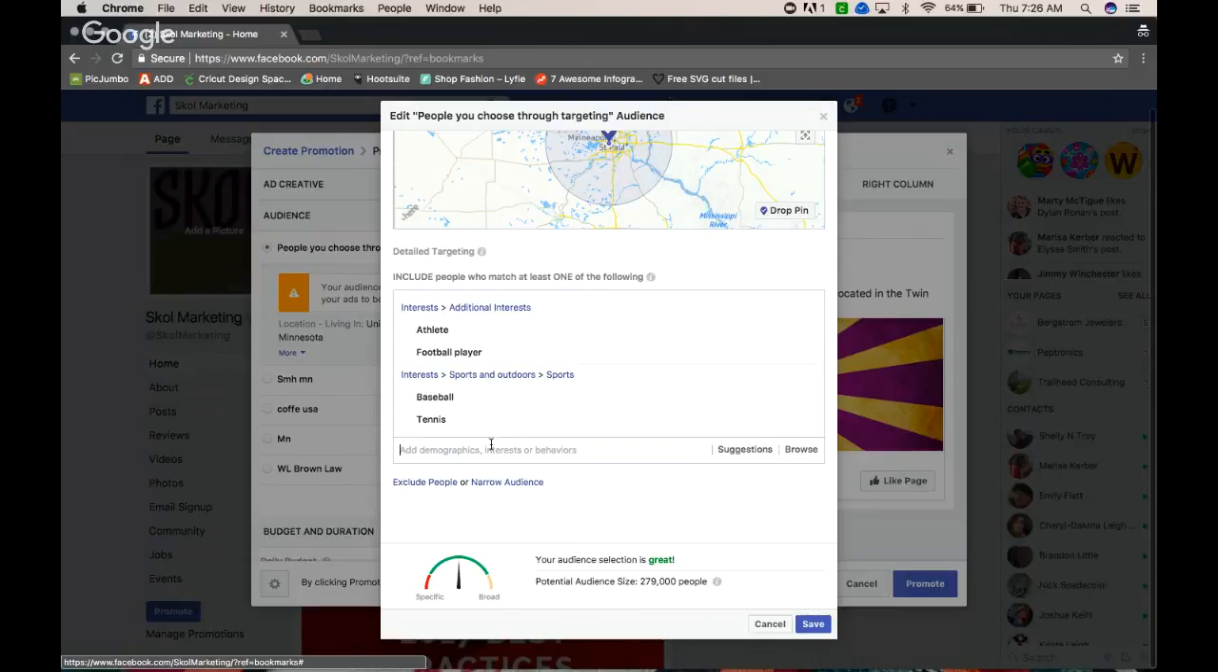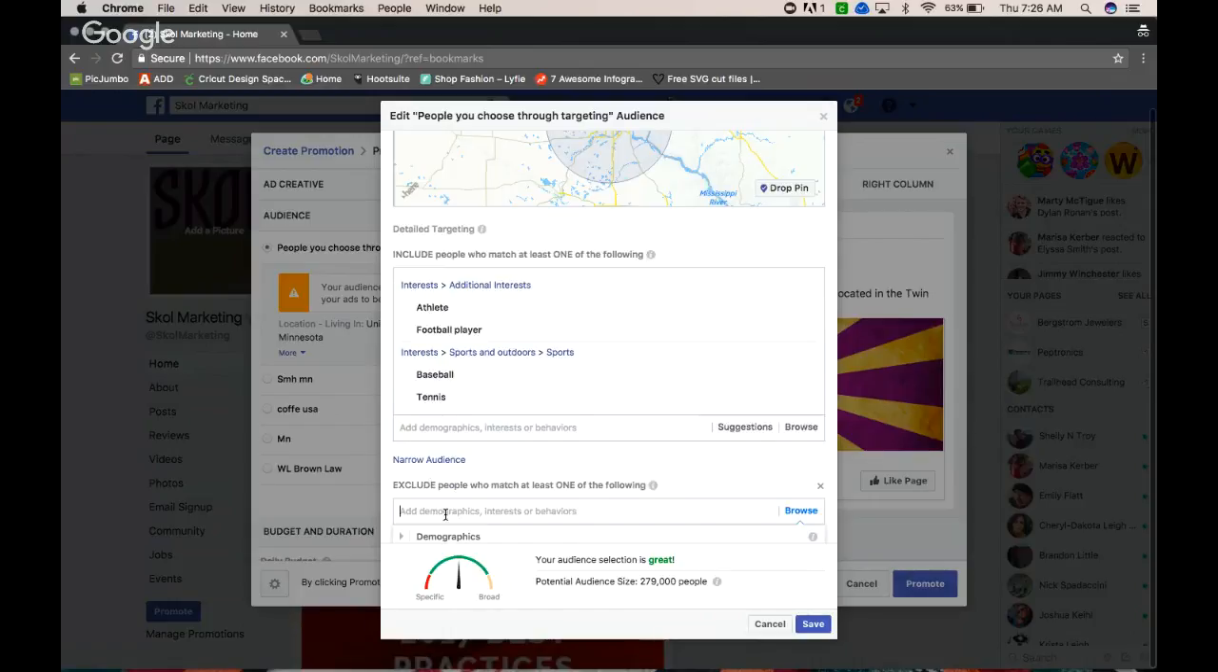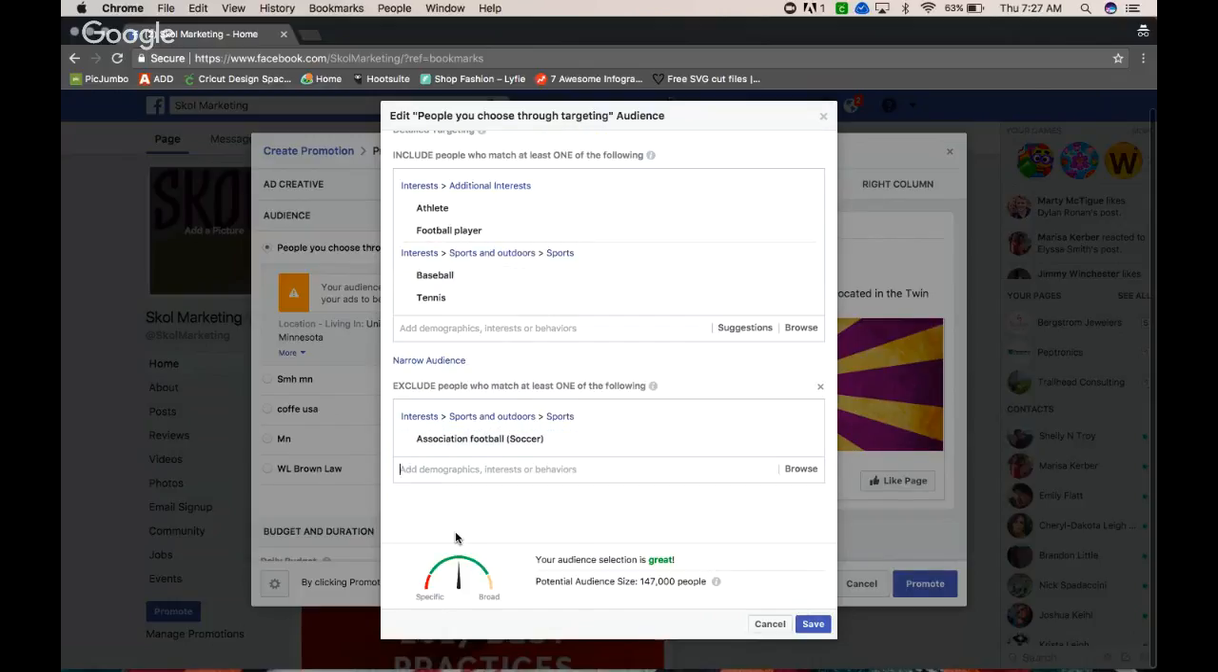I can't tell you every little thing that Facebook is going to allow, or everything that Facebook isn't going to allow, because it's so different, and Facebook is rapidly changing this. But going along with this, I can also exclude. Maybe for whatever reason I don't want to go after people that like soccer. So I've got football players, baseball players, and tennis players that I want to go after, but for this campaign, I don't want to go after soccer players. So I'm going to exclude soccer players from there.